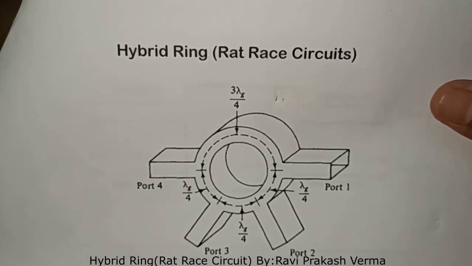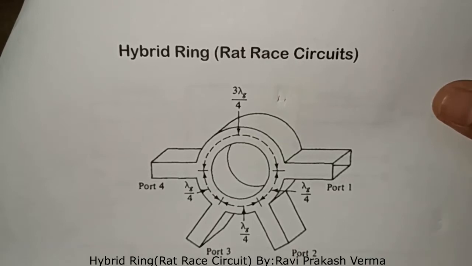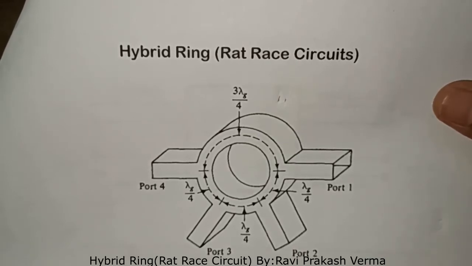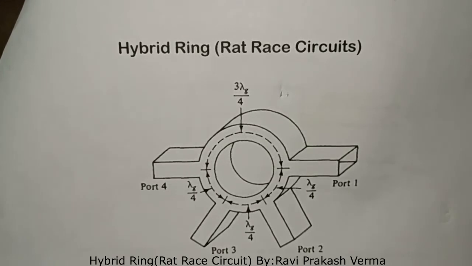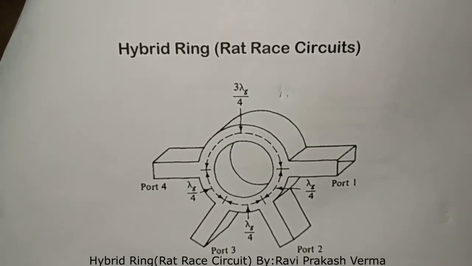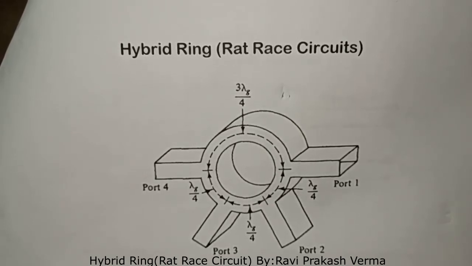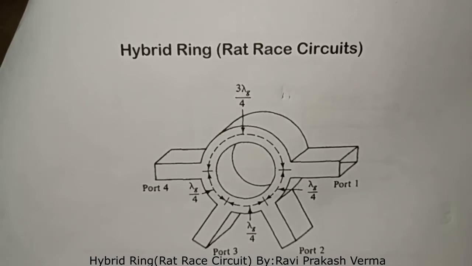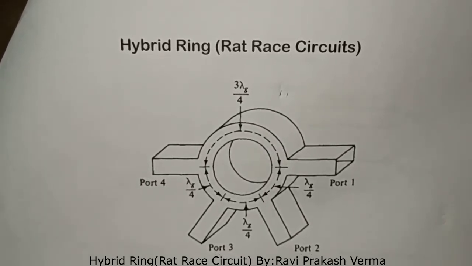In the E plane T, we have discussed that when we provide input at the E arm or the side arm, then we get output at port 1 and port 2 which have the same magnitude but opposite phase. Similarly, in the H plane T, we saw that if we apply input at the side arm, then we get a same magnitude signal with the same phase at port 1 and port 2.